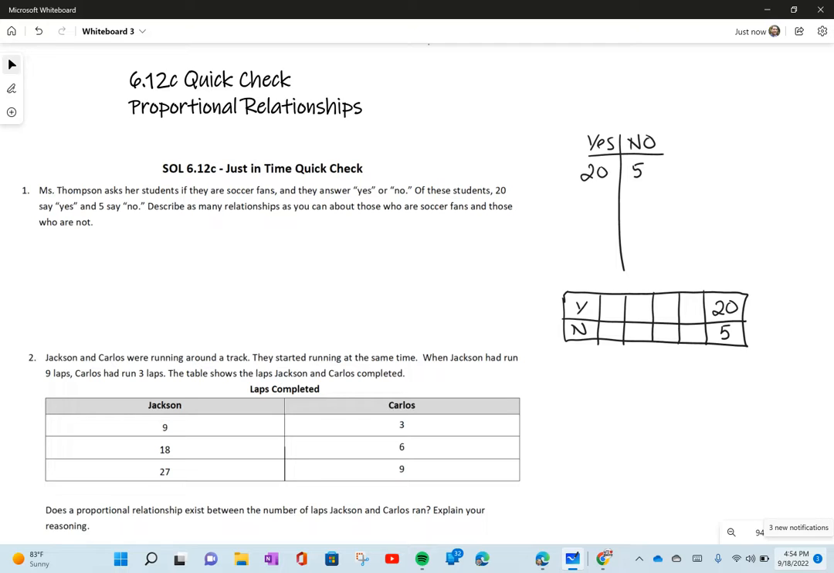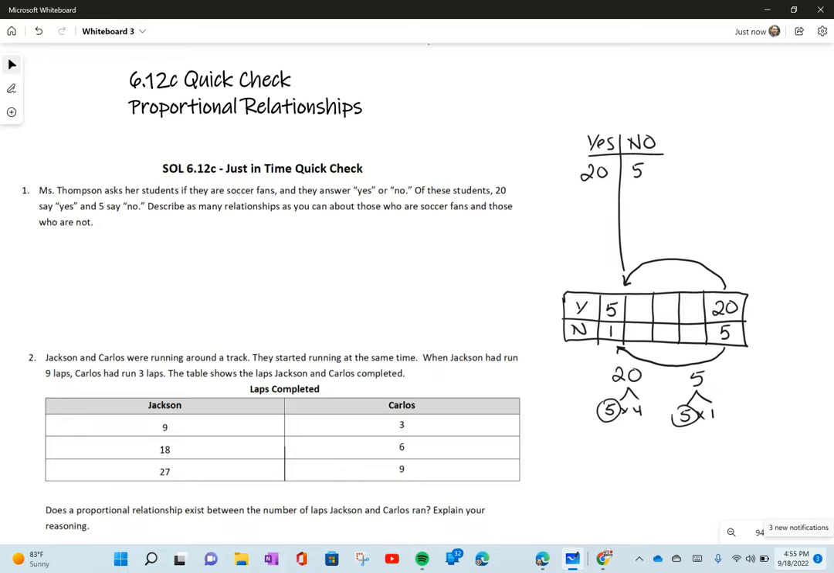20 and 5 have something in common. 20 is the same as 5 times 4, and 5 is the same as 5 times 1. Well, what they have in common is this 5. So if we divide by that common factor, we could simplify this to find the unit rate. It would give us a unit rate.